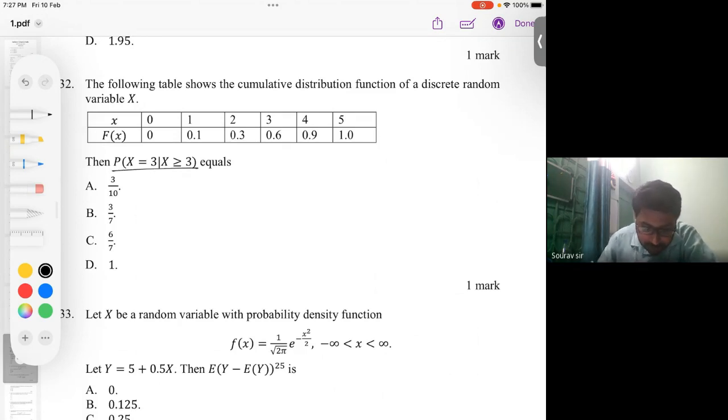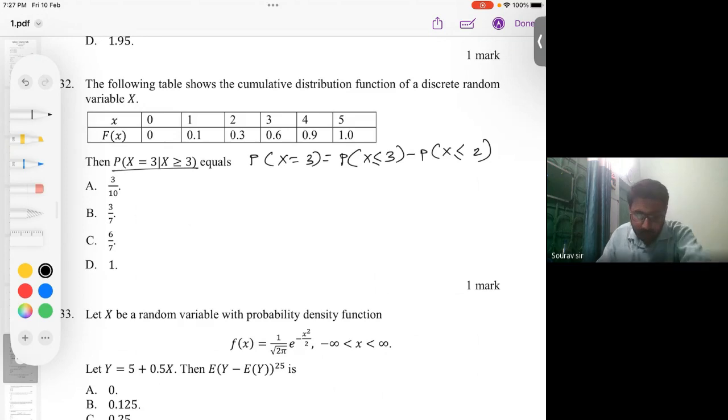To find this value, let's write P of x equal to 3 is equal to P of x less than or equal to 3 minus P of x less than or equal to 2. So we can write it in this manner: it is F of 3 minus F of 2, and the value will be the difference, F3 minus F2, which is 0.6 minus 0.3, right? So you put this value from the above table and the result will be 0.3.